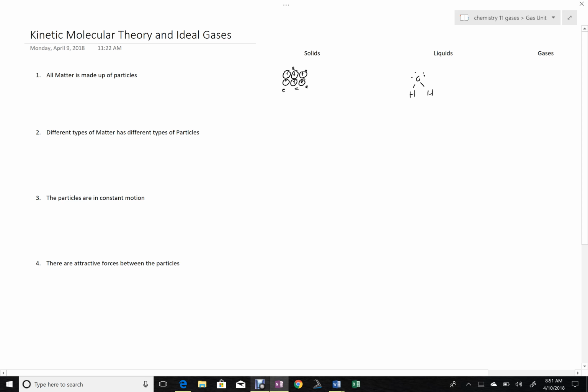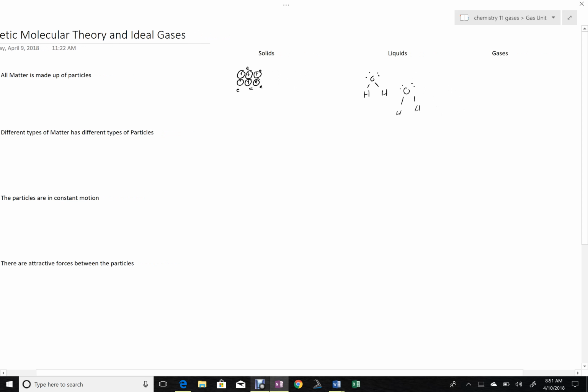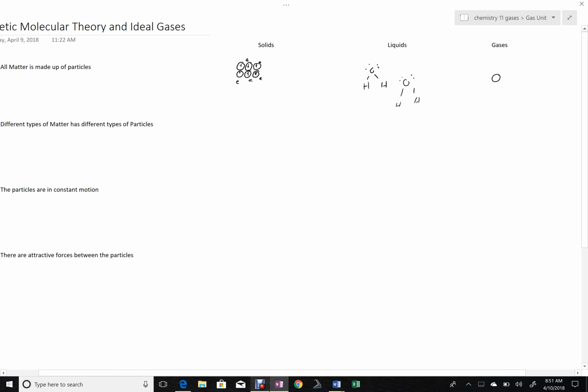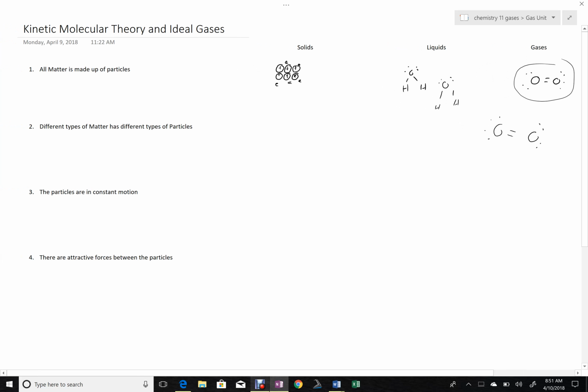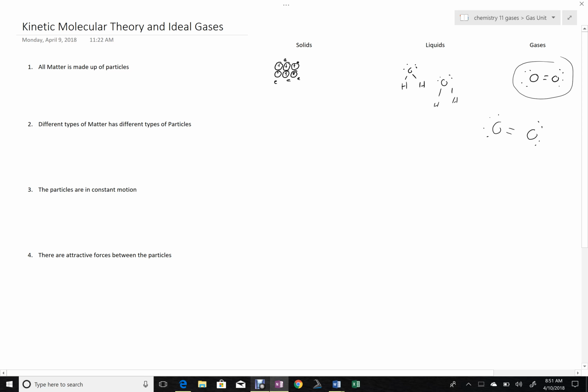And they interact with each other, but they're not in a regular crystal lattice. Or something like a gas, like O2, where the particles are flying around completely independently, totally far away from each other, not having anything to do with each other. All matter is made up of particles. Different types of matter have different types of particles.